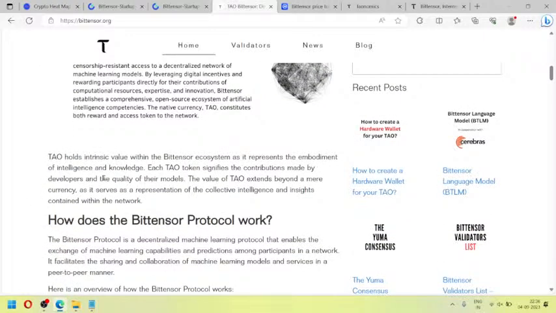TAO holds intrinsic value within the Bittensor ecosystem as it represents the embodiment of intelligence and knowledge. Each TAO token signifies the contribution made by developers and the quality of their models. The value of TAO extends beyond mere currency as it serves as a representation of the collective intelligence and insight contained within the network.